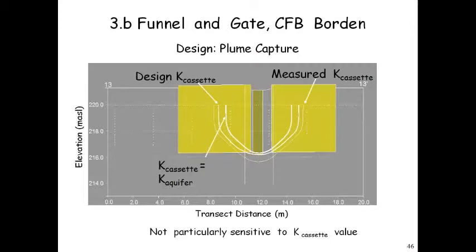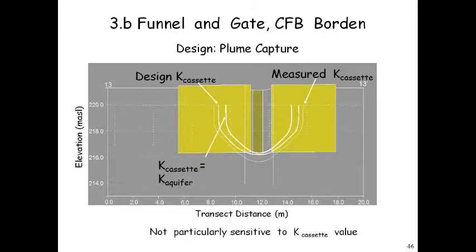Well, a major interest on our part was designing the plume capture. Could we actually predict how much of the plume we would capture? Well, the capture depends in part on the relative permeability of the cassette or the gate to that of the aquifer. So you can see here that if the cassette and the aquifer have about the same permeability, we get a certain interesting feature for the capture zone. Water inside that zone goes into the gate. Water outside that line goes around the gate.